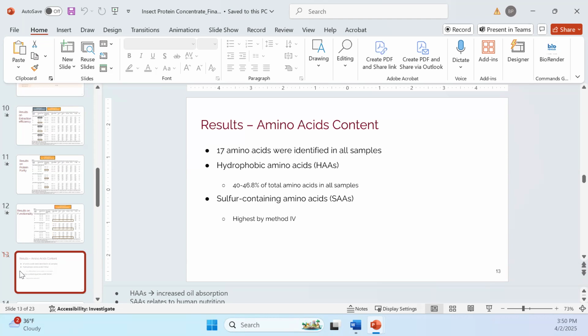Also, they only did 17 amino acids, so that 40% is from the 17. Because they only did the acid hydrolysis. They didn't do base hydrolysis and digestion. So a lot of the numbers might be underreported.